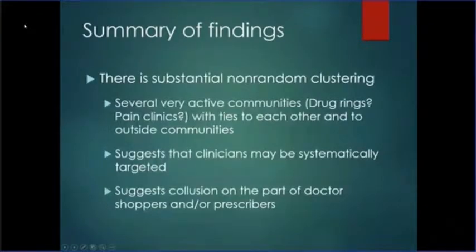So, to sum it up, we see substantial non-random clustering, which is really interesting and makes me very excited about this R01, and I hope we get it. We see several very active communities, which could be, again, these drug rings or pain clinics, and they have ties to each other and ties to outside communities. And so this suggests that clinicians are targeted in a non-random way. And it also, we think, suggests collusion on the part of patients, right? So they're sharing information about who are effective targets for this kind of behavior.